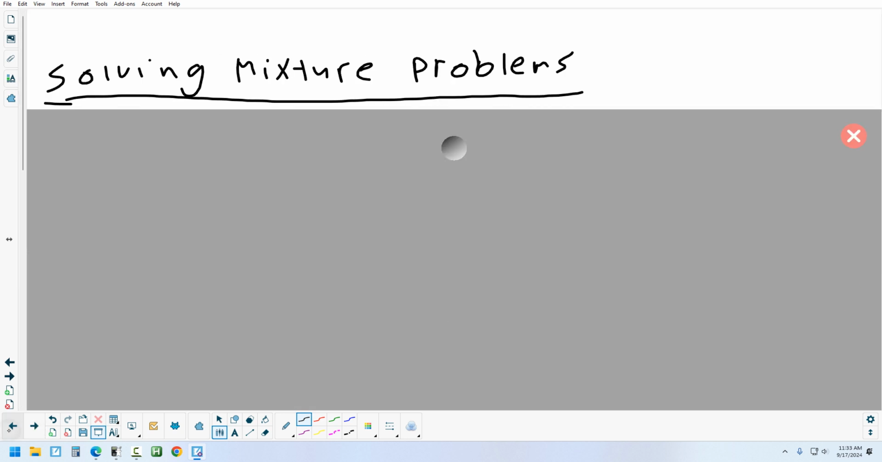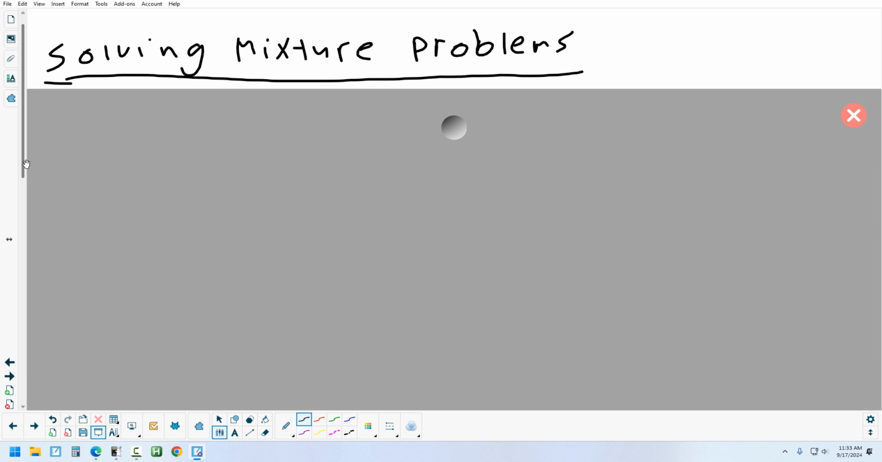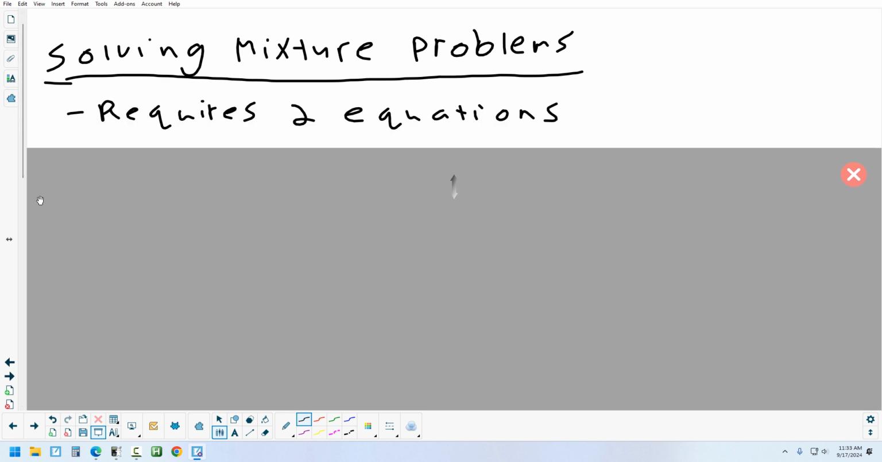Okay. So last thing we're going to do for linear, and then we'll finish up with quadratics, is a mixture problem. A mixture problem requires a system. Okay, that means you're going to have to set up two equations with two letters.